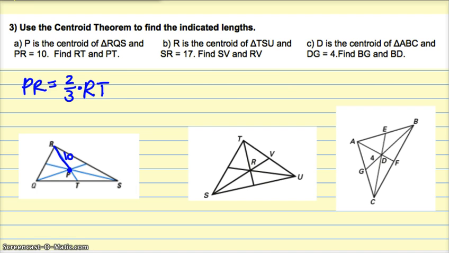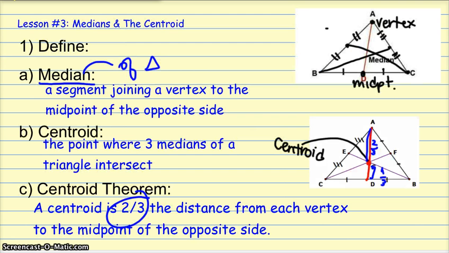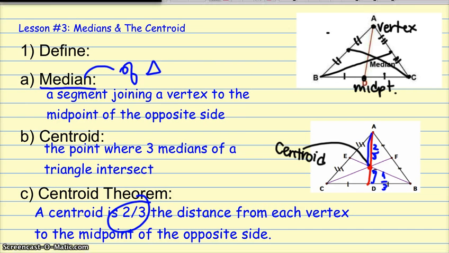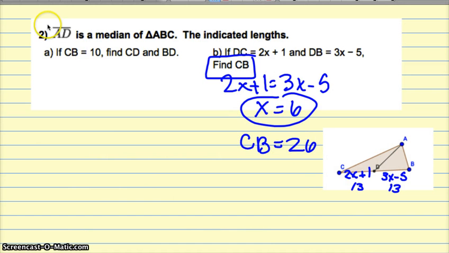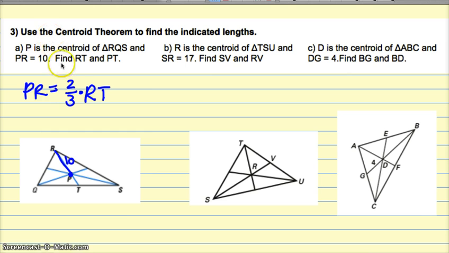And I can go back and show you. Oops, one more page. It says the centroid is 2/3 the distance from the vertex to the midpoint of the opposite side. So it's 2/3 the length of the median. One more. So it tells me that PR is 10. So PR equals 2/3 times RT.